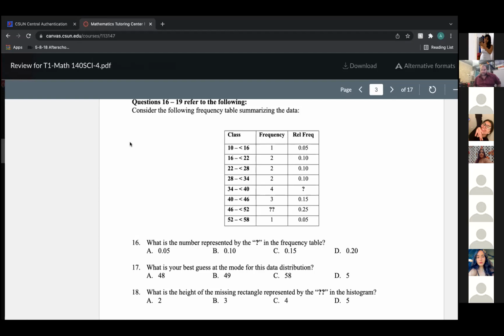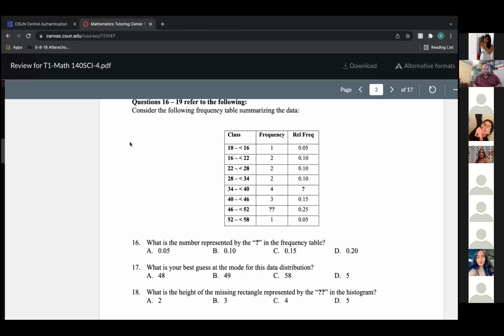18. Yes. I have a question about that one. Why would it be the 46 to 52 for the mode? Because it's the class that has the highest frequency. It's five in that class, and no other class has a frequency of five or more. Remember, the mode is the one that occurs the most often, right? How did you figure out that it was five? Well, look at the 0.25 relative frequency. That means it's five times the relative frequency of 0.05, because 0.05 times five is 0.25. And we know by looking at the last row that a 0.05 relative frequency corresponds to a frequency of one. So 0.25 is five times as much. It has to be a frequency of five. Okay, thank you. That makes sense.